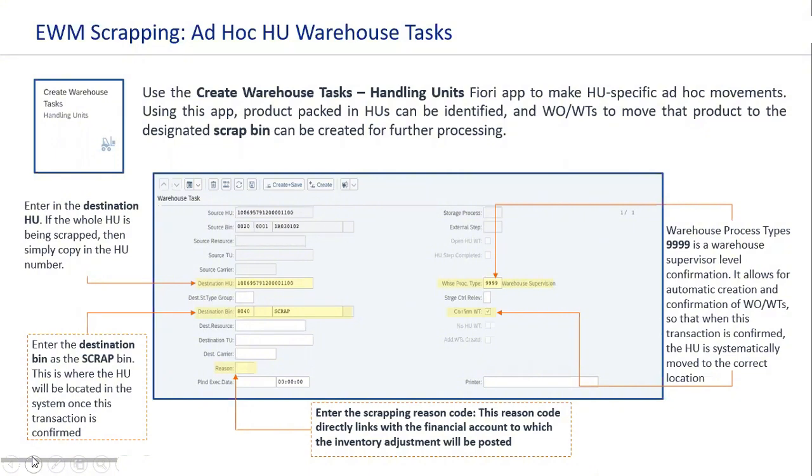No, not at all. So I would imagine in the majority of cases with raw material, if the whole HU is being scrapped, then you simply copy the HU number. If it wasn't, there is a way around that. You wouldn't have to scrap the whole pallet if it was, say, one box. More often than not with raw materials, if there is a problem with the pallet, you are going to scrap the whole pallet. But yeah, I see what you mean. Okay, thank you.